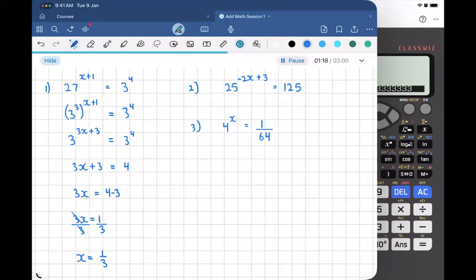And if you're not sure if your answer is correct, you know how to check if it's correct. You could either plug it in, or you could let a Casio calculator work it out for you.